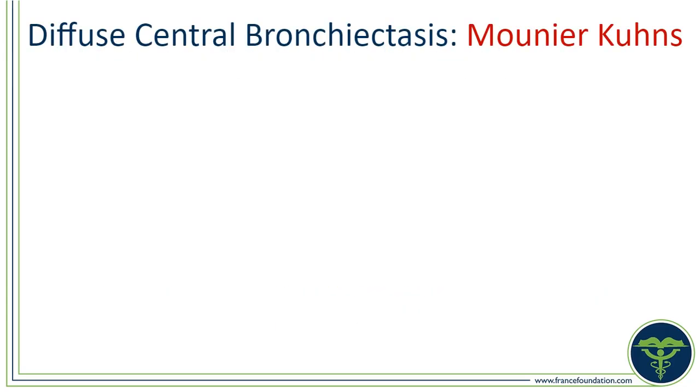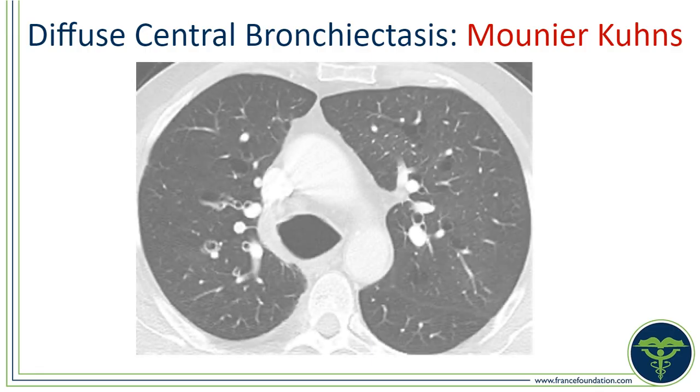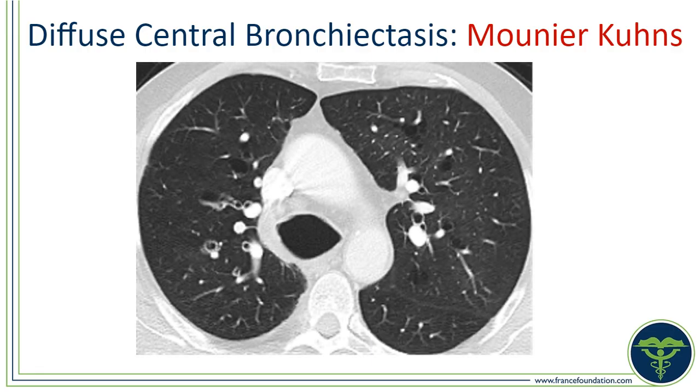Mounier-Kuhn disease, we'll talk about, affects the trachea. And when we measure the trachea and it's greater than 3 centimeters in size, then we should think about Mounier-Kuhn. As the disease progresses, it involves the more peripheral branches of the airway, but it originates as dilatation of the trachea, with oftentimes diverticula coming off the trachea. This is a very rare disease. I've only seen it 3 times in 30 years, so not very common.